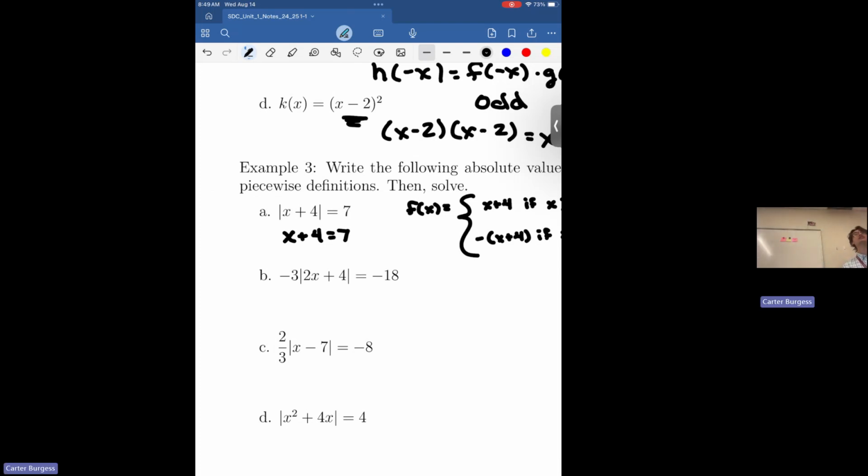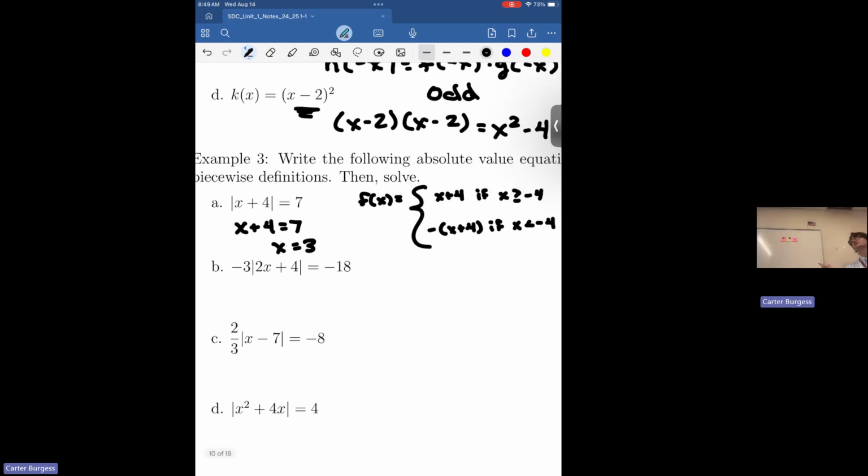All right, so subtracting 4 from both sides, what do we get? We get 3. Right. Is 3 in fact greater than or equal to -4? Yes. So we have successfully found a solution with this particular definition. So 3 is one of our solutions. Okay. What's the second definition that we should check?